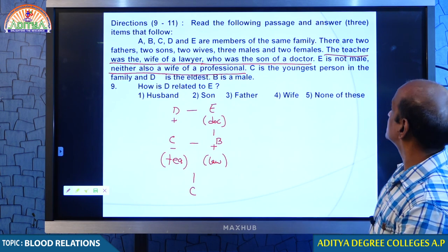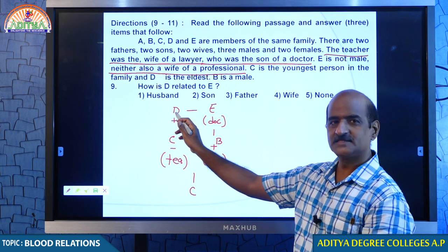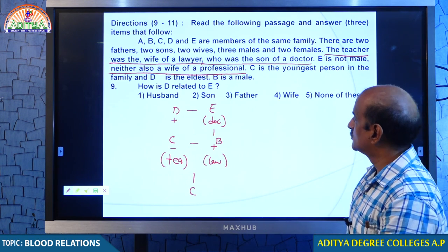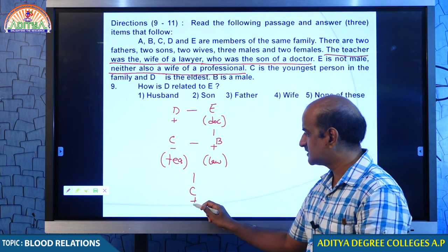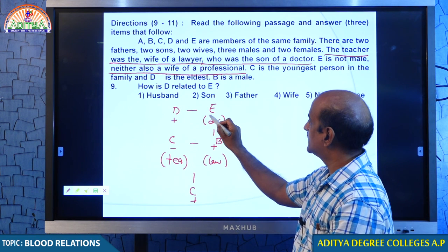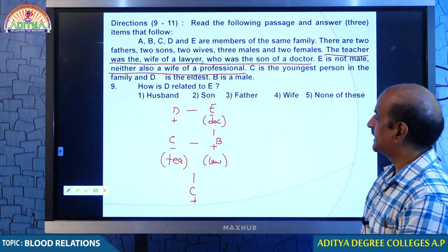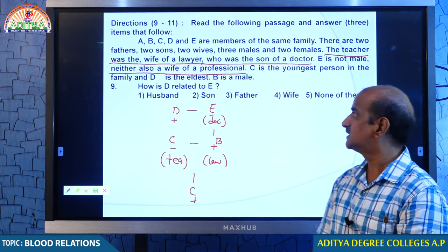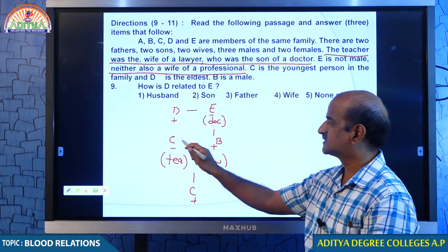Read the question, my dear students. There are 2 fathers. D is a father. B is a father. 2 fathers. Come on. 2 sons. B is a son. C should be a son, otherwise we can't get 2 sons. Come on. 2 wives, E is a wife, C is a wife. Come on. 3 males, yes, D, B and C. 3 males, 2 females, E and C.